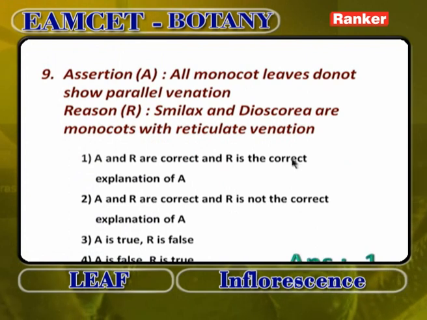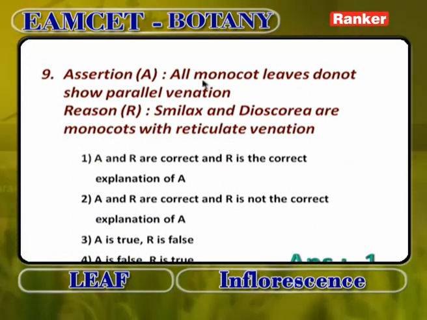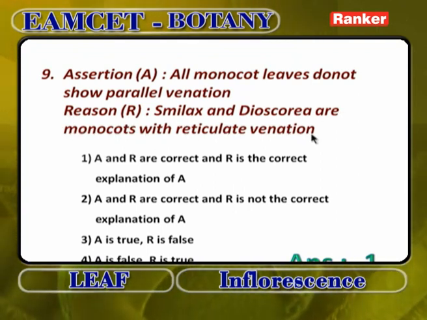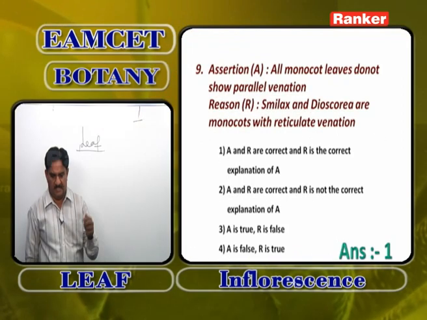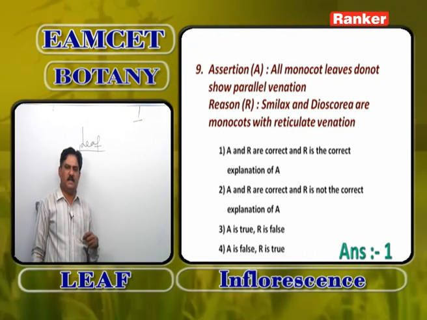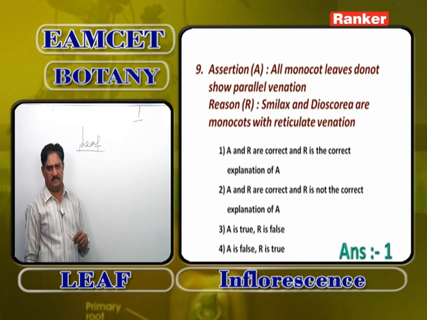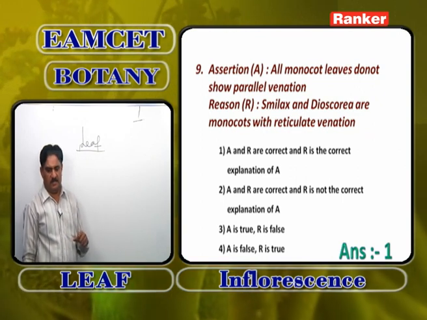Next, assertion: All monocot leaves do not show parallel venation. Reason: Smilax and Dioscorea are monocots with reticulate venation. So because all monocot leaves do not show parallel venation only, that statement is true, because Smilax and Dioscorea are two monocots with reticulate venation.